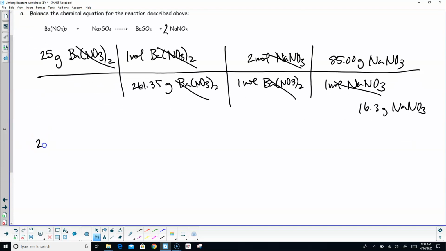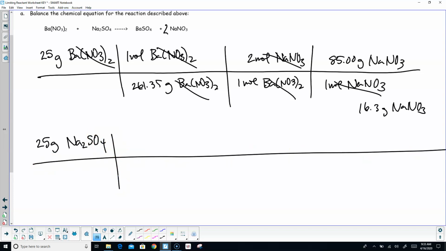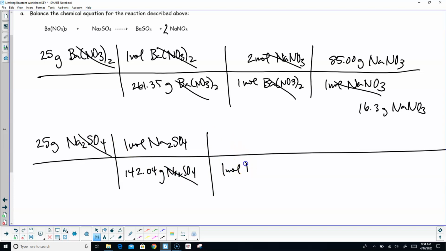So, start out with 25 grams sodium sulfate. I'm going to do the exact same conversion. So I need to find the moles of sodium sulfate, and its molar mass is 142.04 grams. Grams of sodium sulfate go away. Now I need the mole ratio. From the balanced formula, for every 1 mole of sodium sulfate, there are 2 moles of sodium nitrate.